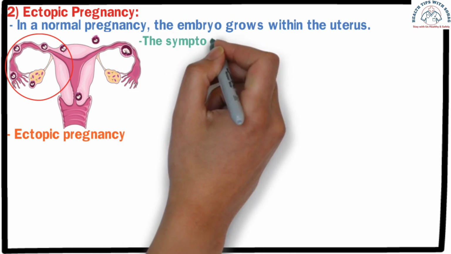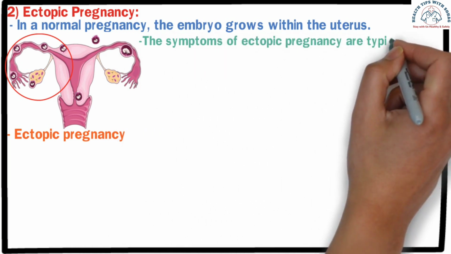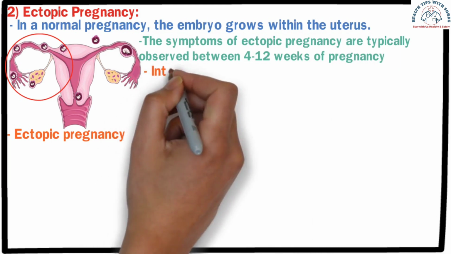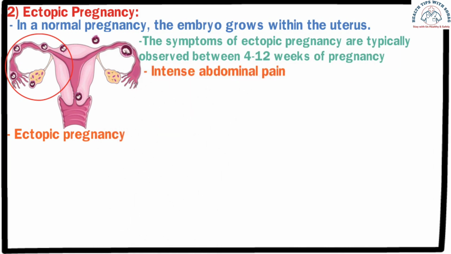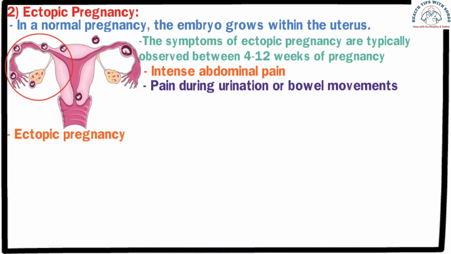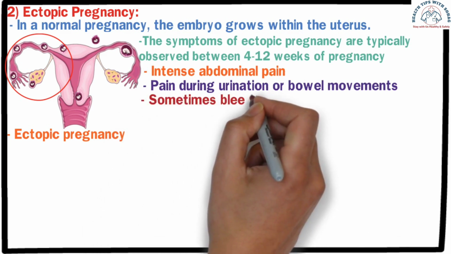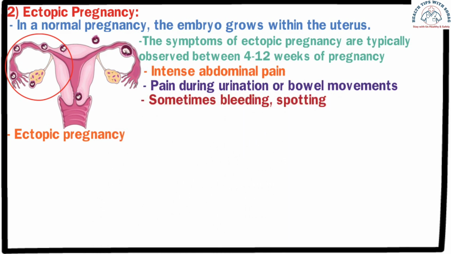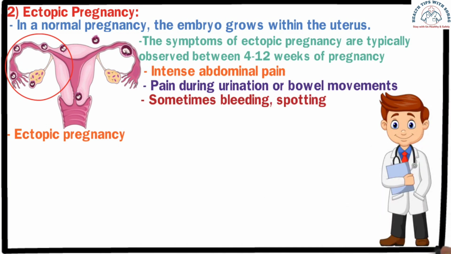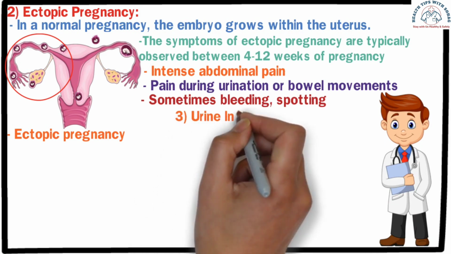The symptoms of ectopic pregnancy are typically observed between 4 to 12 weeks of pregnancy. Symptoms may include number 1, intense abdominal pain, number 2, abdominal pain during urination or bowel movement occasionally, number 3, sometimes bleeding, spotting or brown discharge. If any of these symptoms are noticed, immediate consultation with a gynecologist and an ultrasound exam are essential to confirm the diagnosis of ectopic pregnancy.